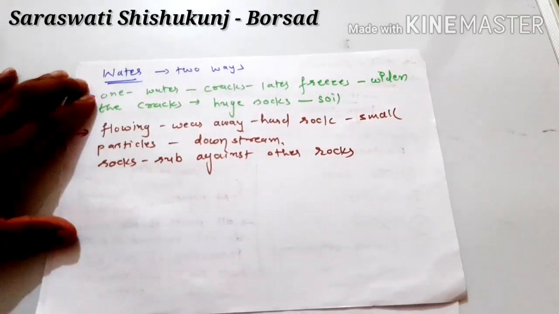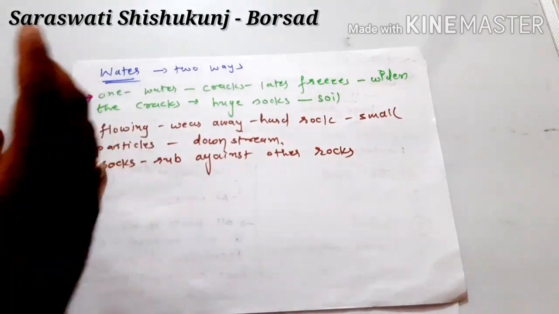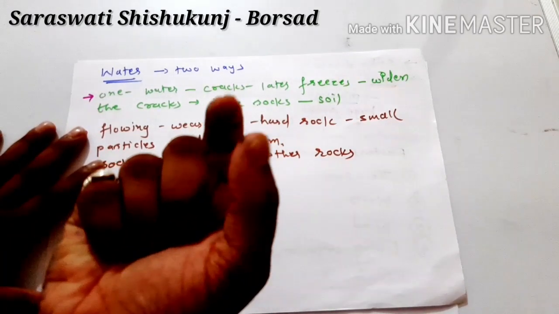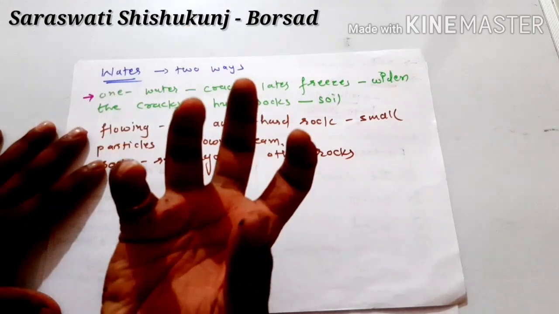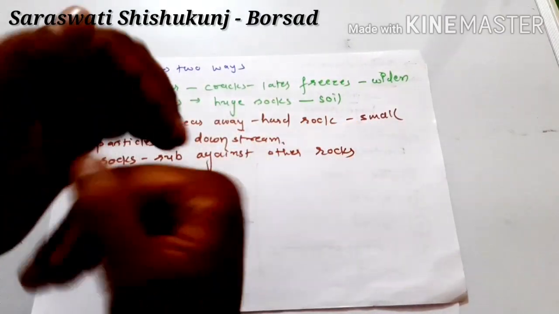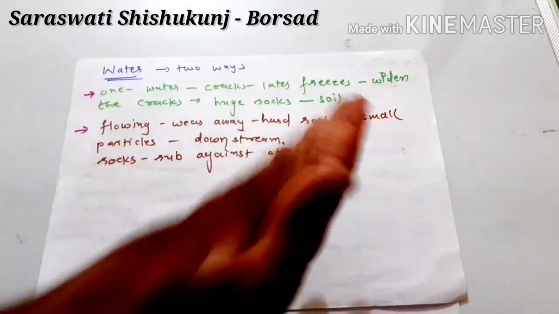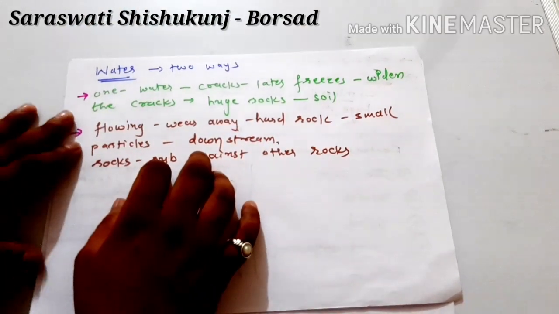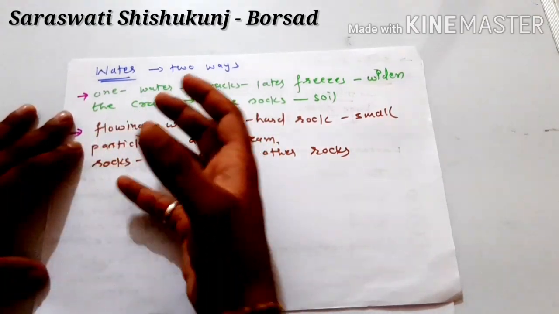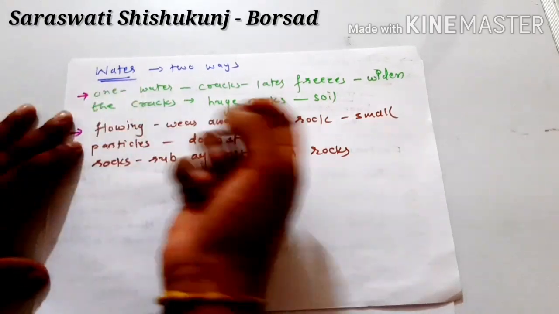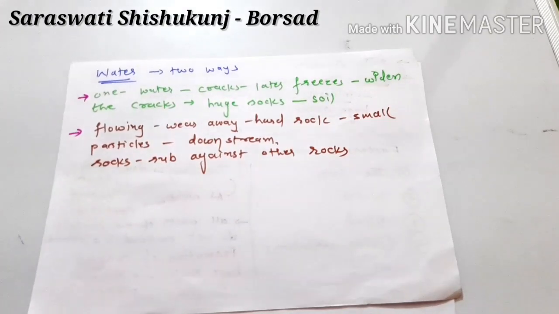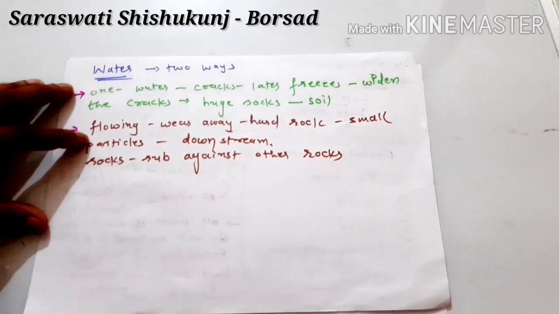So water is responsible in these two ways. In the first, water will enter the crack of the rock and freeze, so the crack will become widened, and that rock is going to be converted into soil. And the second is flowing water, which breaks down the rock into soil by rubbing against each other, right? So it will result in very small particles, and the water then takes these particles along with it and deposits them in other parts, right? So this way soil is formed by water.